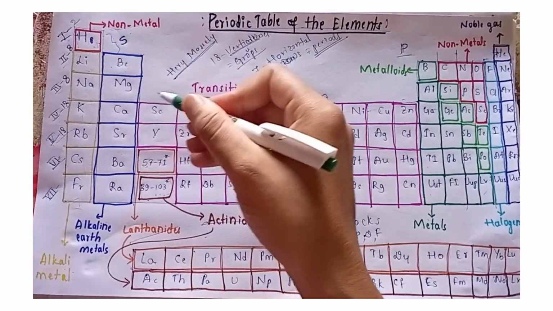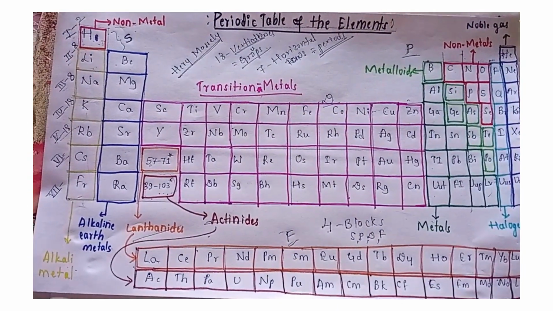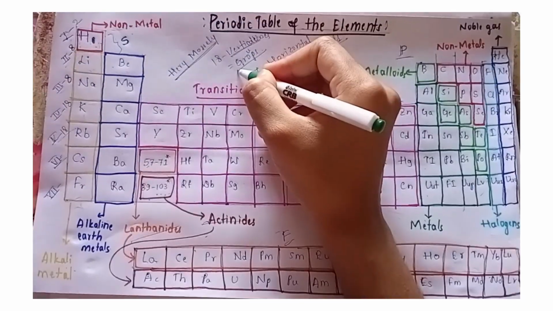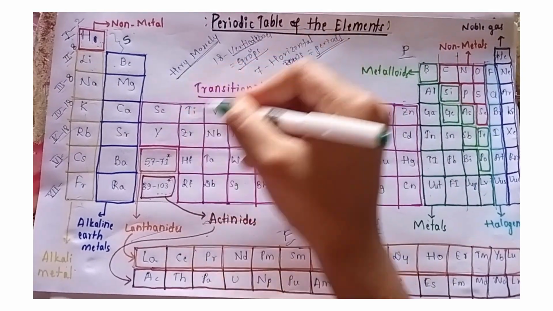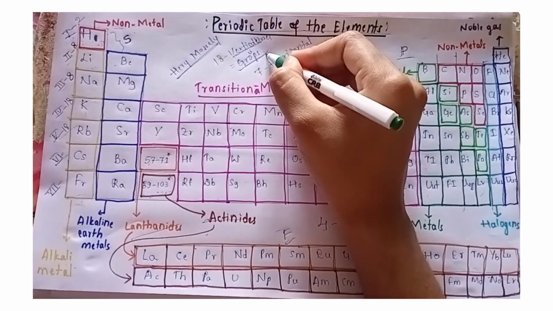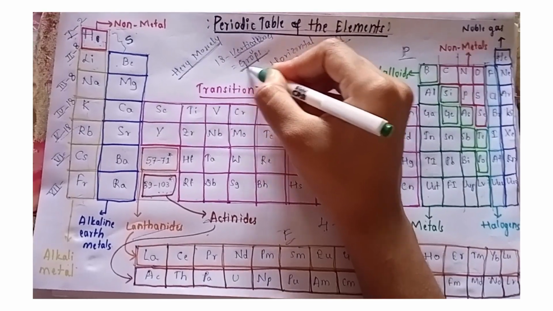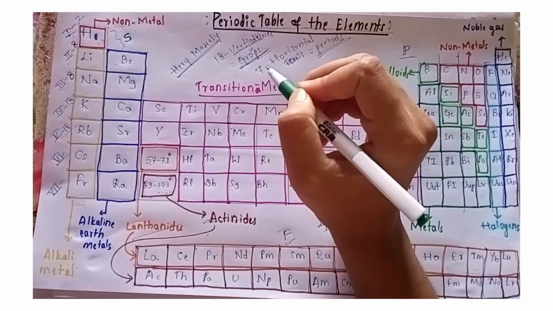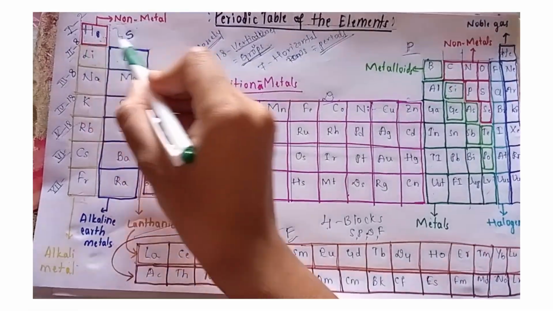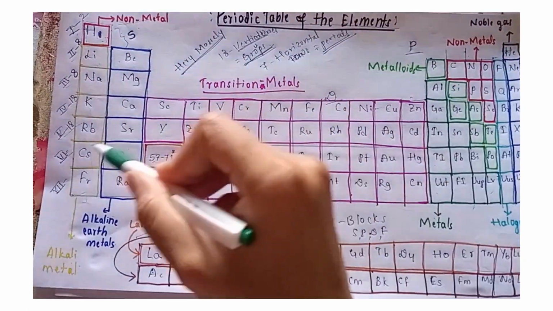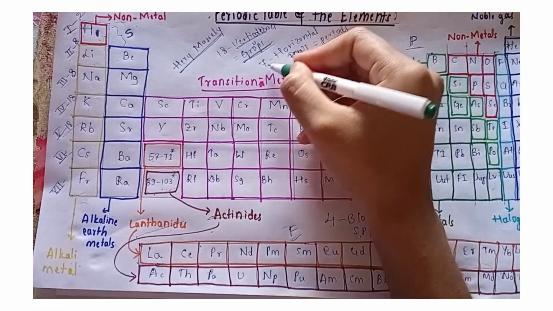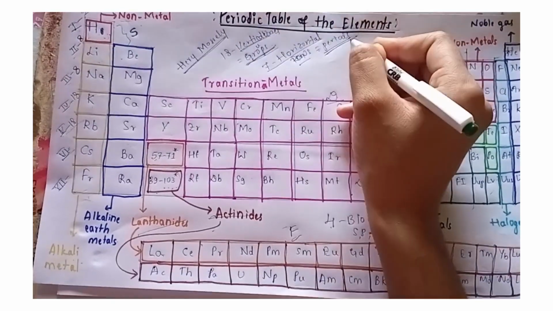There are 18 columns, as you can see, across the periodic table. Those 18 vertical columns are called the groups. So there are 18 groups in the whole periodic table. And you can see there are 7 rows in the whole periodic table. Those 7 horizontal rows are called the periods.